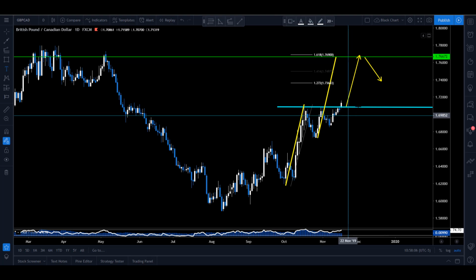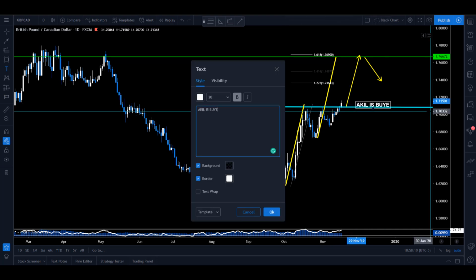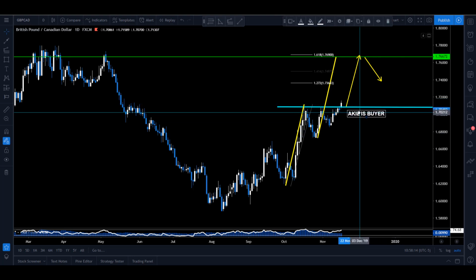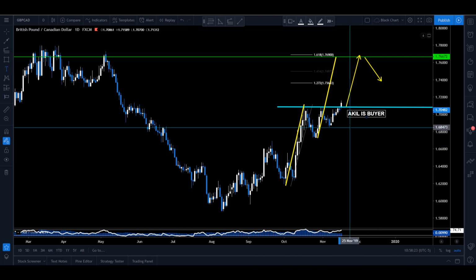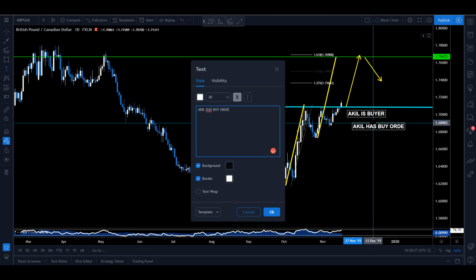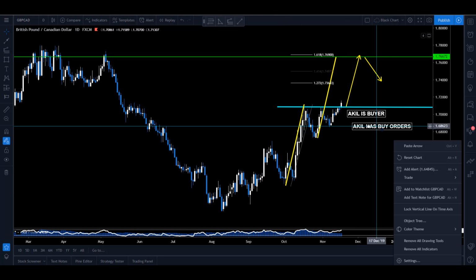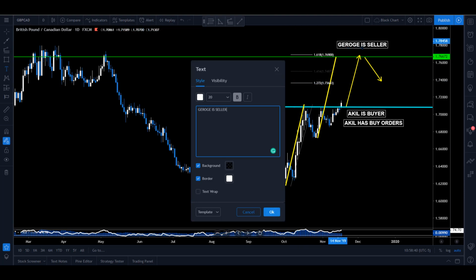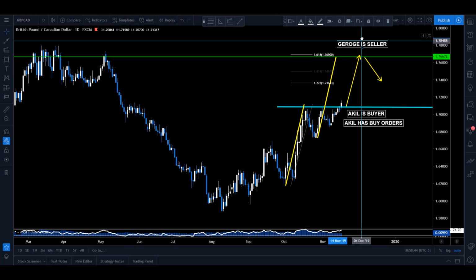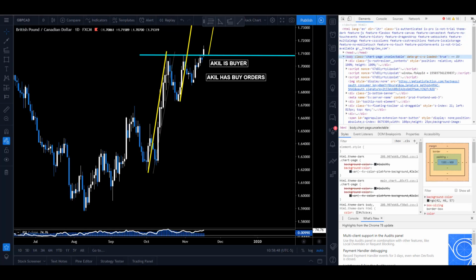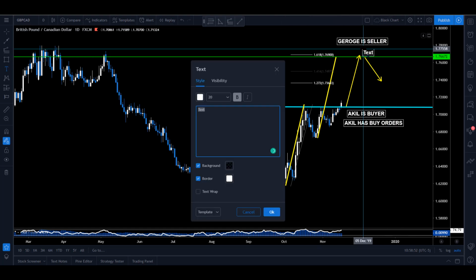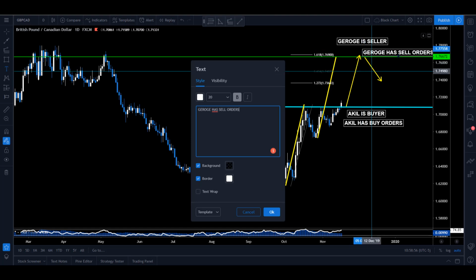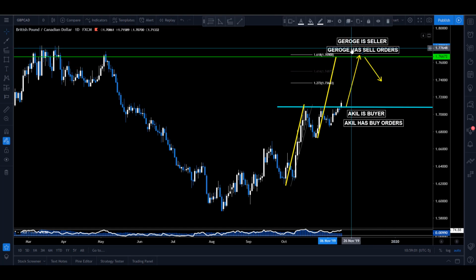I'm a buyer, right? So Akil is a buyer right here. In order to get in my position, what type of orders do I need to put in at this level? I have buy orders, right? Akil is buyer, Akil has buy orders. All right, perfect. Now George is seller. George is waiting for price action to get to this level. He's a structure trader, and he wants to sell at this level, right? So what type of orders does George have in the market? George has sell orders, right? Does that make sense? So me and George are enemies, right? George is seller, Akil is buyer, grunt, grunt, battle, right?